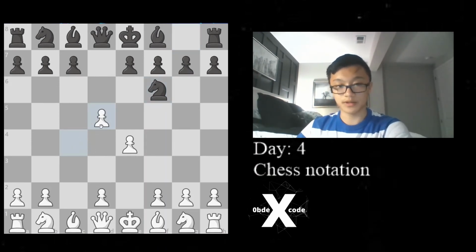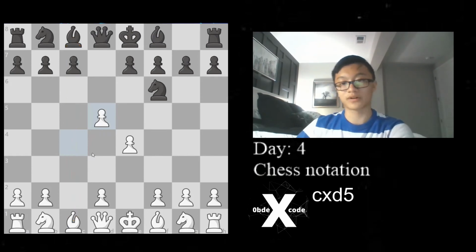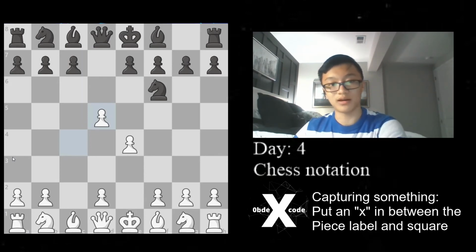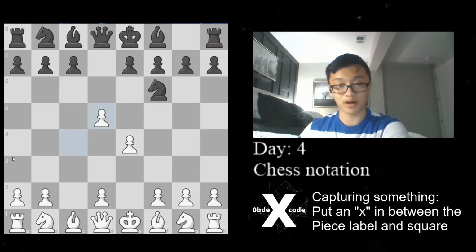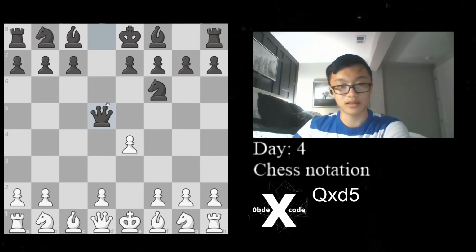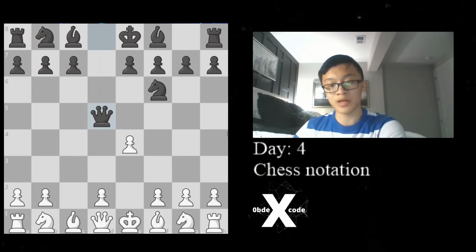So this would be in chess notation cxd5, or c takes d5, because the pawn took on d5, right? And it is on the C file. I forgot to tell you about this, but remember when you're capturing something, you put an X between the piece name and the square. So for example, if I do this, this would be Nxd5 because the knight took on d5, and we put an X to symbolize that it captured. This would be another example of a capture. This would be queen takes d5, or in chess notation, Qxd5, because the queen moved and took on d5. So remember that in captures we put an X in between the symbol of the piece and the square.